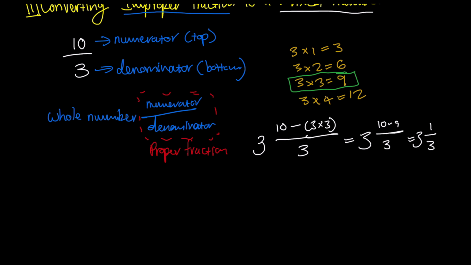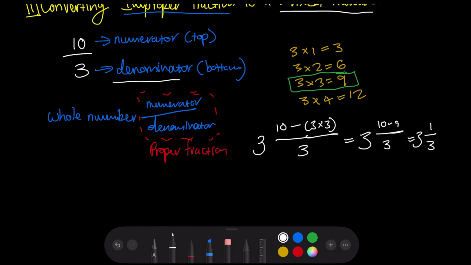So once again, when thinking about how do I convert an improper fraction to a mixed number, I have to ask myself, how many times does the denominator get into the numerator? So I go on the side and I say, okay, 3 times 1 is 3. 3 times 2 is 6. 3 times 3 is 9. 3 times 4 is 12. Then I know that the biggest number smaller than 10 is 9 based on this calculation.